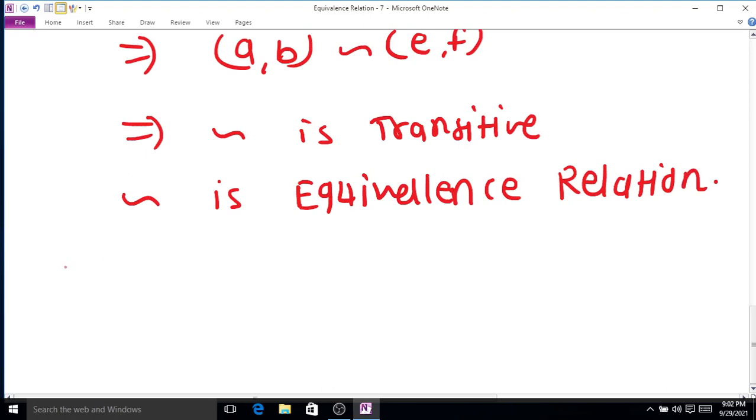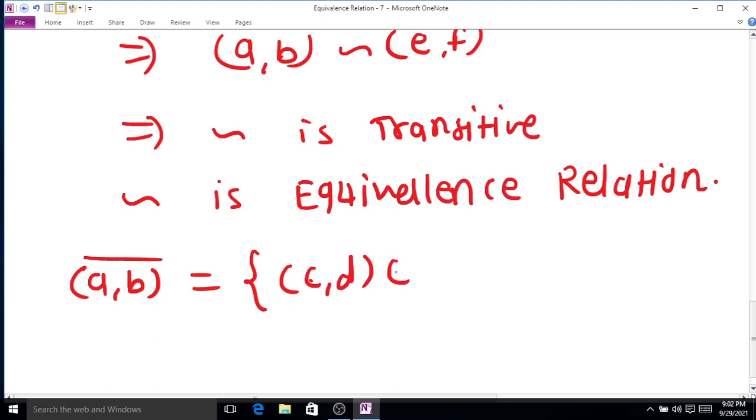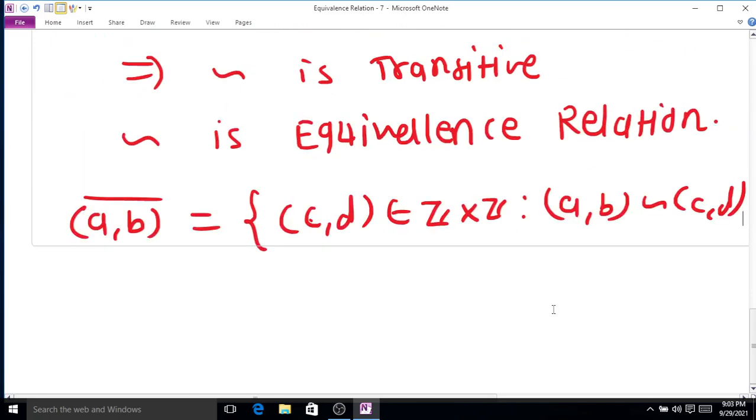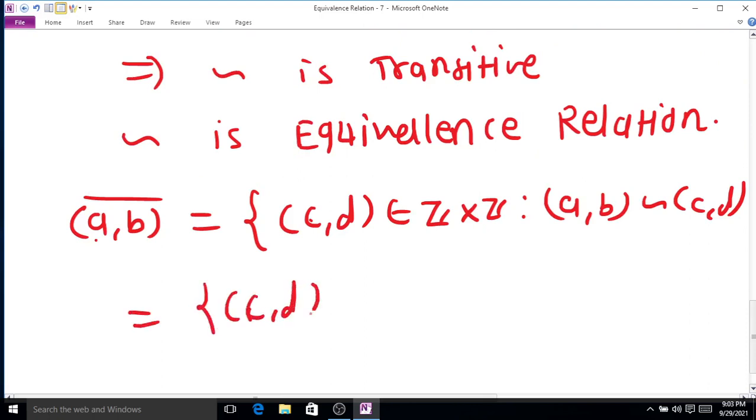Next we want to determine the equivalence class of, say, (a, b). We want to determine what is the equivalence class of (a, b). So it is the collection of all (c, d) belonging to Z cross Z such that (a, b) is related to (c, d), that is, the collection of all ordered pairs (c, d) such that a divided by b is equal to c divided by d.